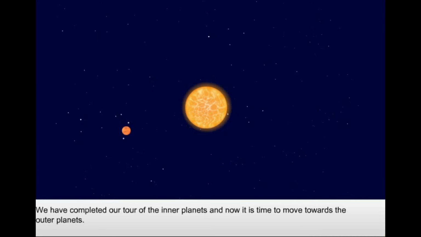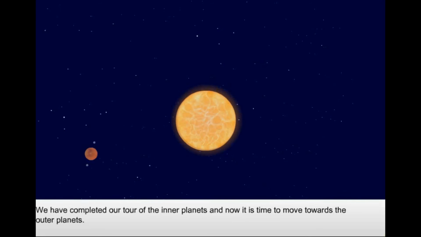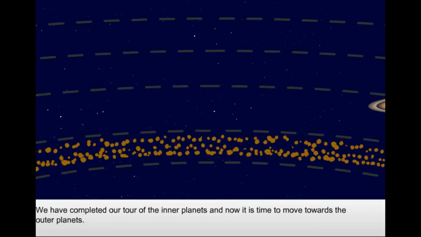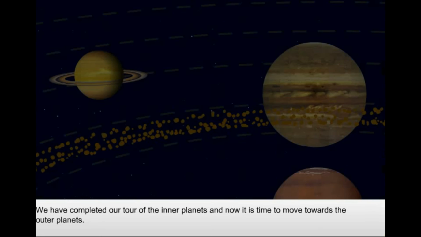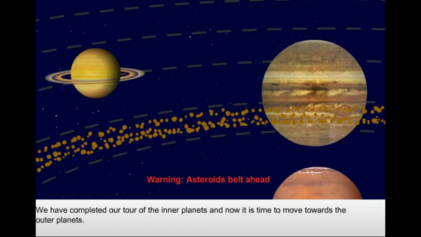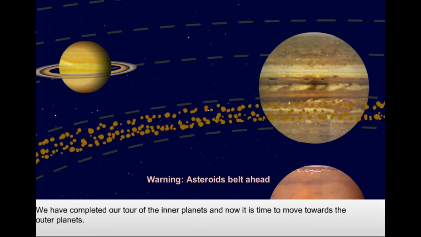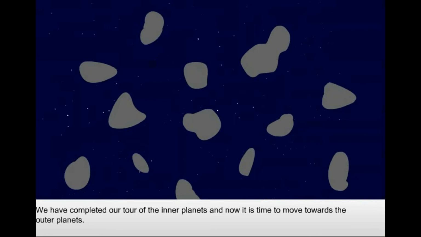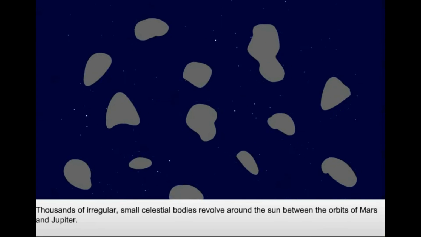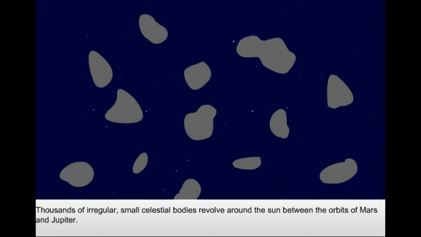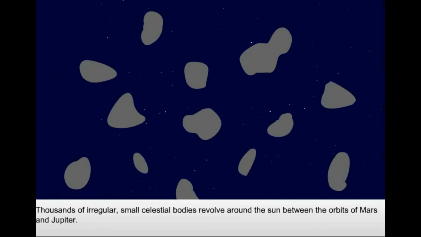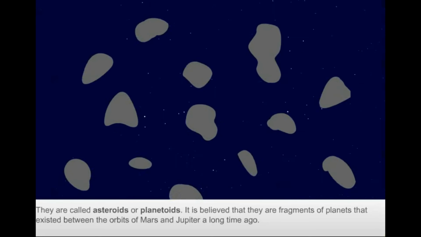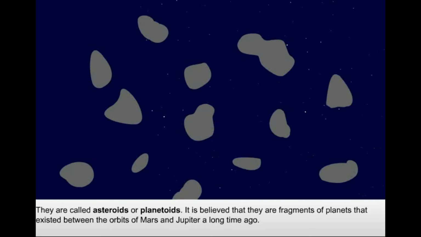We have completed our tour of the inner planets, and now it is time to move towards the outer planets. Warning: asteroid belt ahead. Thousands of irregular small celestial bodies revolve around the Sun between the orbits of Mars and Jupiter. They are called asteroids or planetoids.